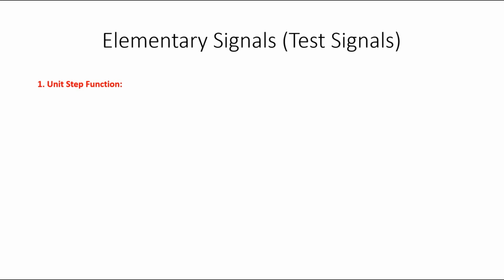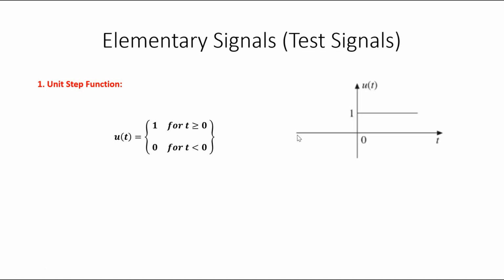A unit step function, represented by u of t, can be defined as u of t is equal to 1 for t greater than or equal to 0, and 0 for t less than 0. If you plot this function, there will be no value up to t equal to 0 on the negative side, and for t greater than or equal to 0 it will be 1. It is called unit since the amplitude is 1.